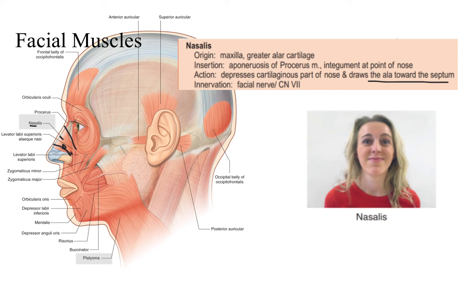So when you have a wrinkling of your nose, like making a face like something has a disgusting smell, the nasalis is responsible for that as well. Notice here also that we're back to being innervated by the facial nerve.